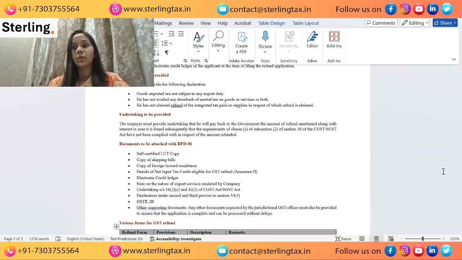If we are exporting any goods or services outside India, it is a must to have the letter of undertaking, because without a letter of undertaking, we cannot export goods or services outside India. Second, we should have the shipping bill copy. In case of export of goods, we should provide the shipping bill.